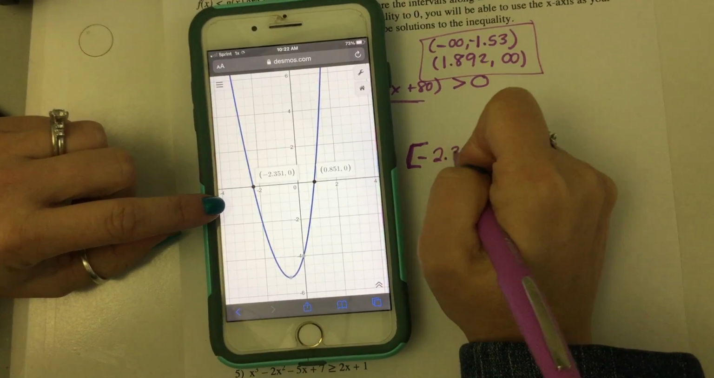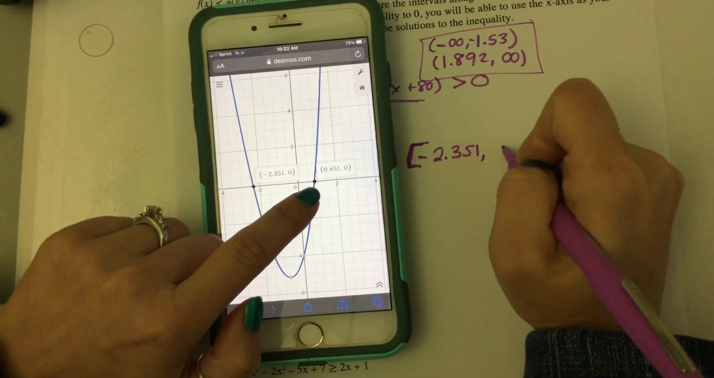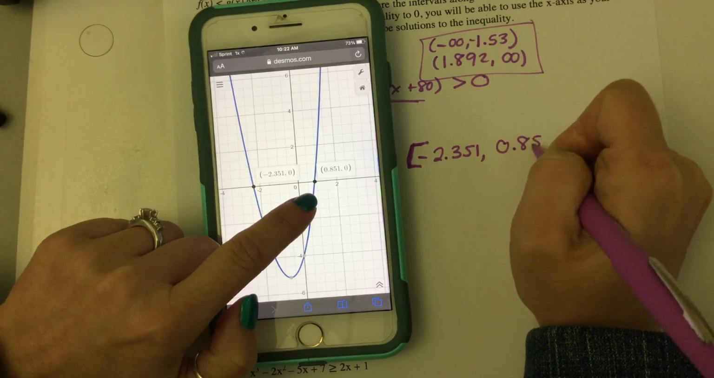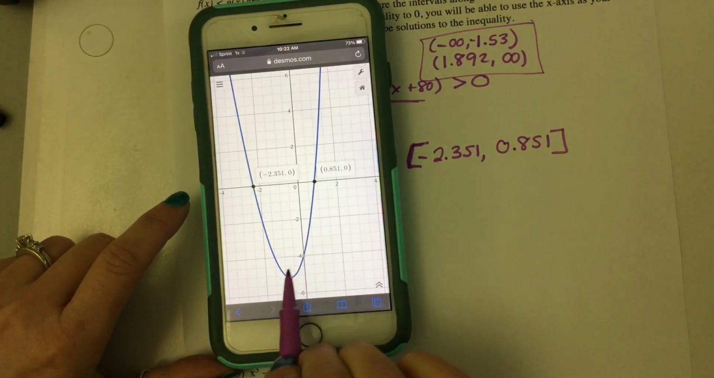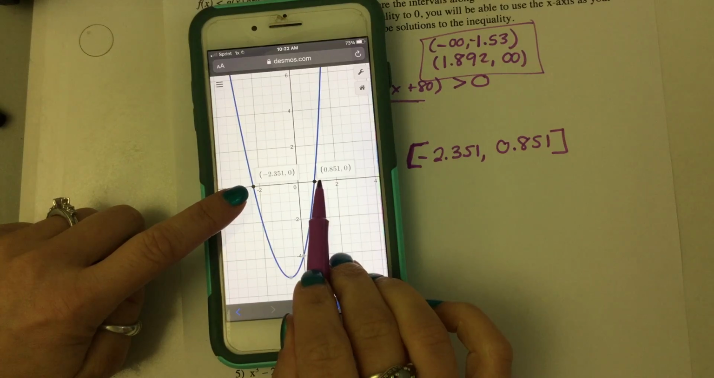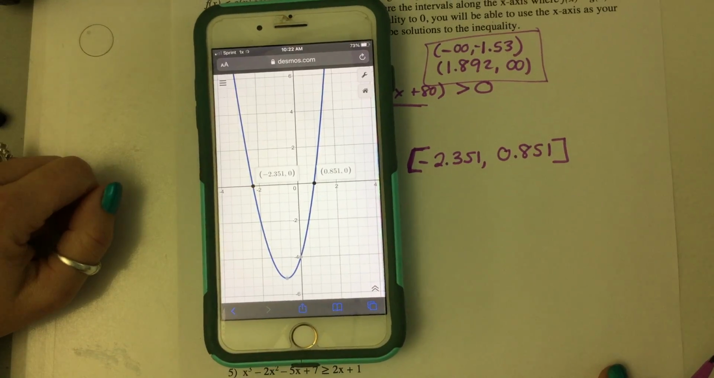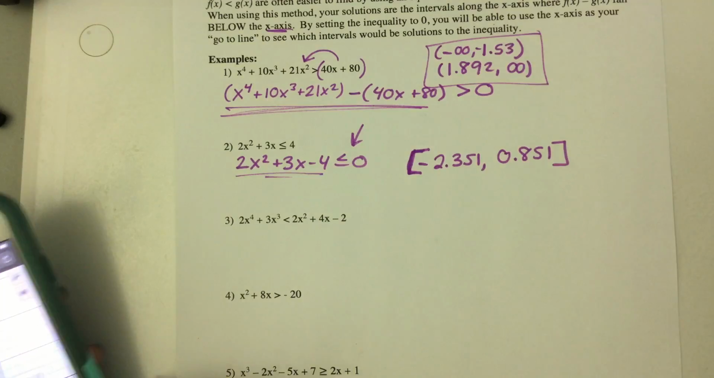So negative 2.351 up to and including 0.851. Any value in between here and those values, that's when your function is less than or equal to 0. Let's look at another one.